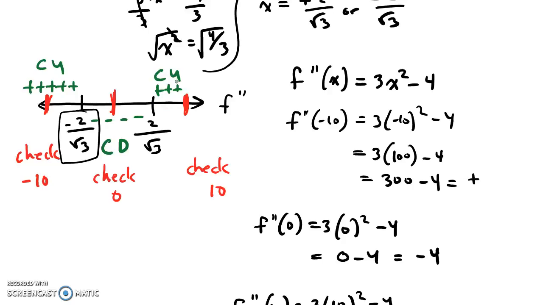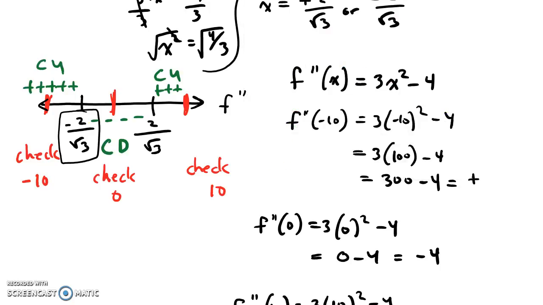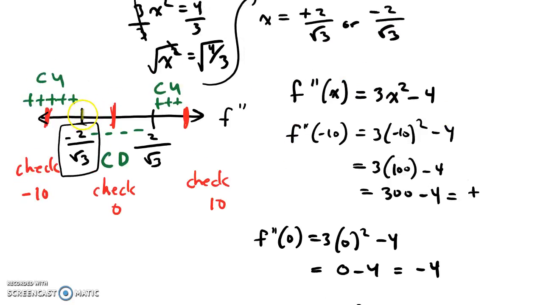So there is a point of inflection, and your point of inflection is, I'm looking for a highlighter, but I can't find it. Give me a second. Point of inflection is here. And your point of inflection is here because that's where concavity changes.